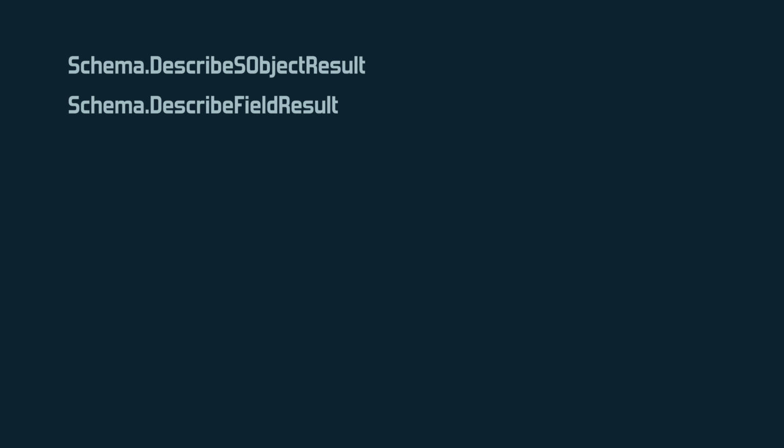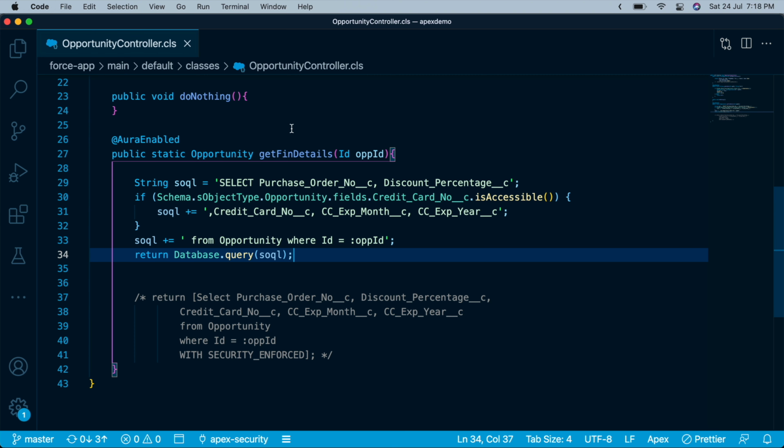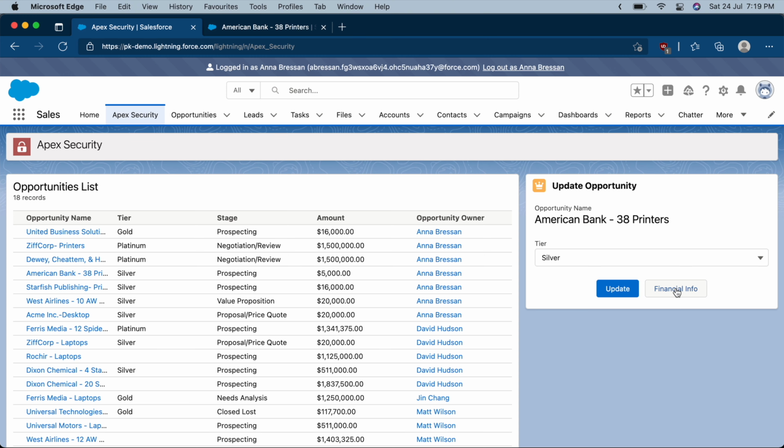We can once again use the describe result methods we discussed earlier, specifically the isAccessible method. We have changed the code a bit and used dynamic SOQL to modify the query that gets executed. We are using the isAccessible method to include payment-related fields in the SOQL query only if they are accessible to the user. Now Anna can see the fields which she has access to instead of seeing an error message because we are not even querying for the inaccessible fields.